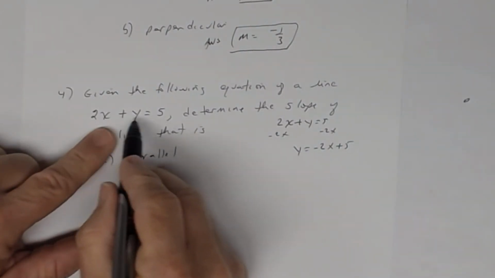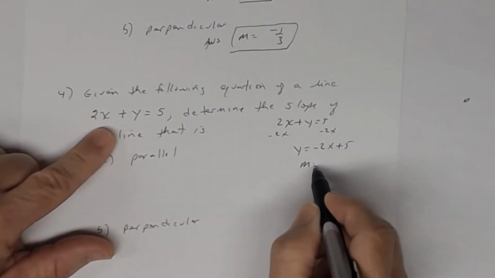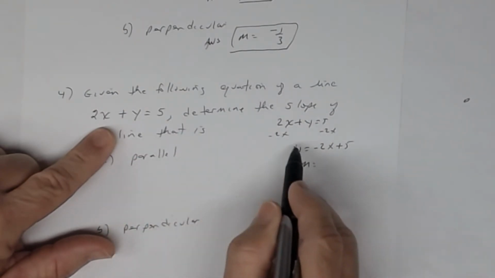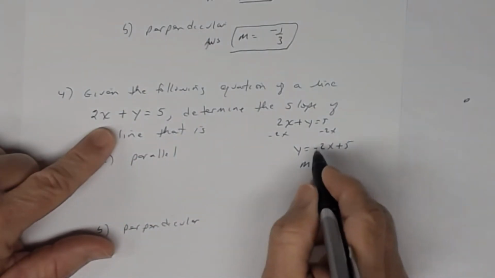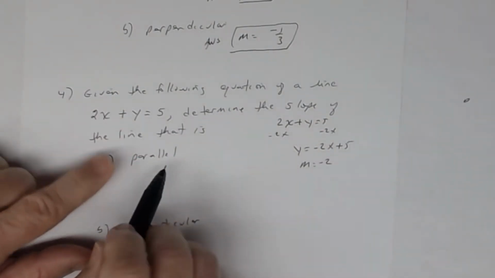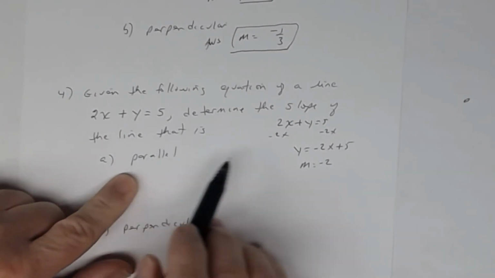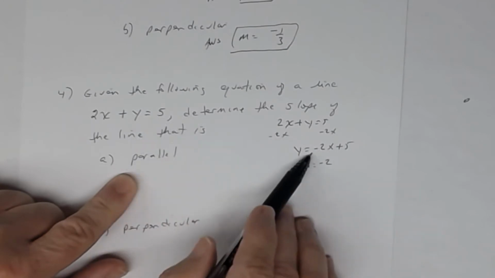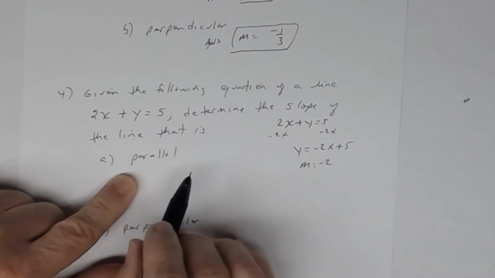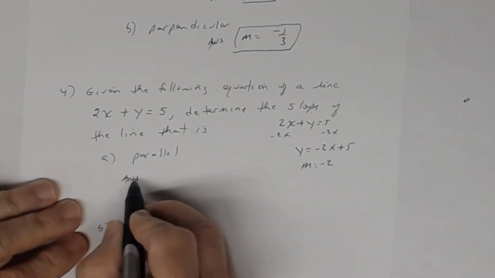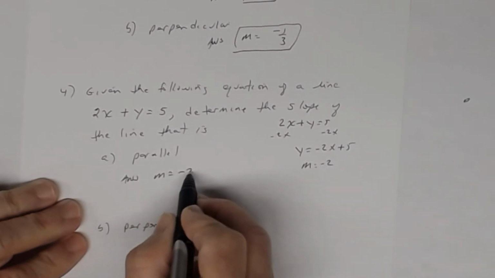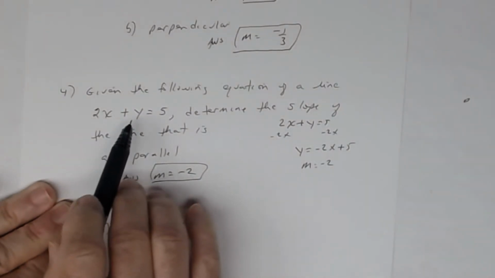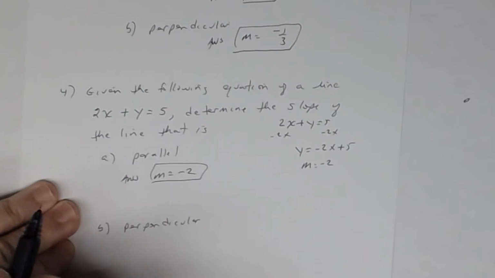So the slope of this line right here, what's the slope of this line? Slope of this line is -2. All right, so a line parallel to this line right here, either this one or this one, does not matter, will have the same slope. So the answer then will be slope equals -2. All right, but keep in mind, you got to first of all put this in slope-intercept form.